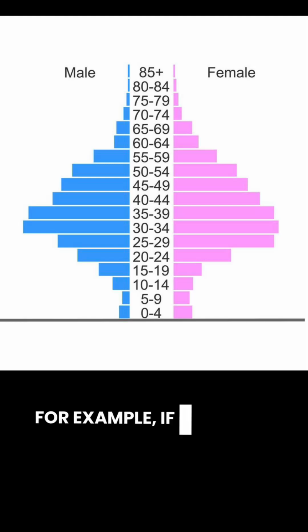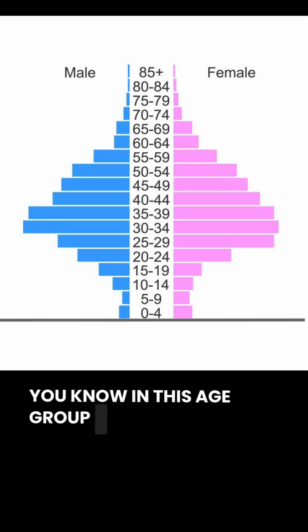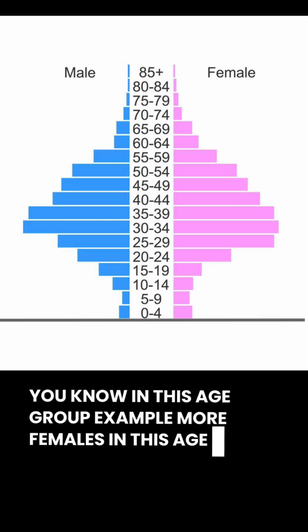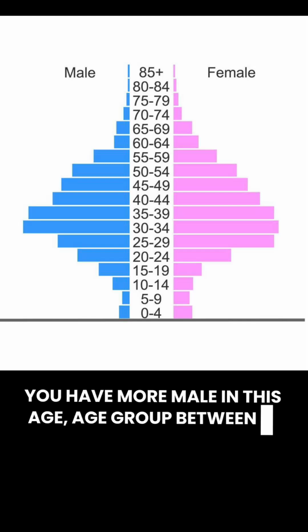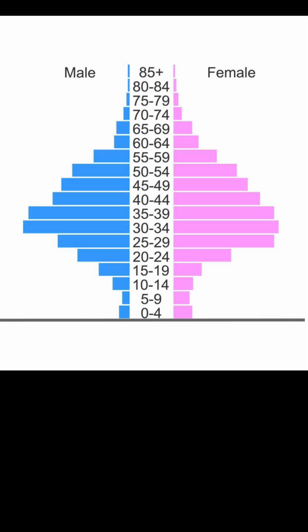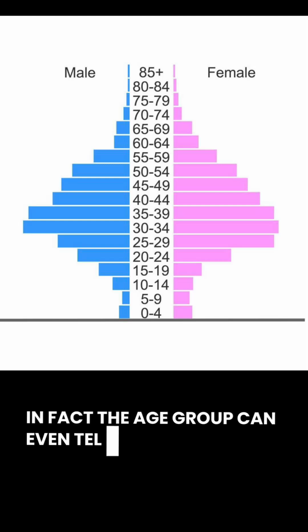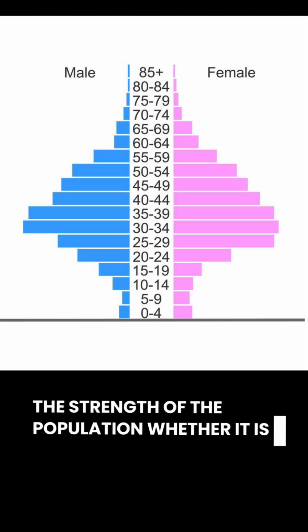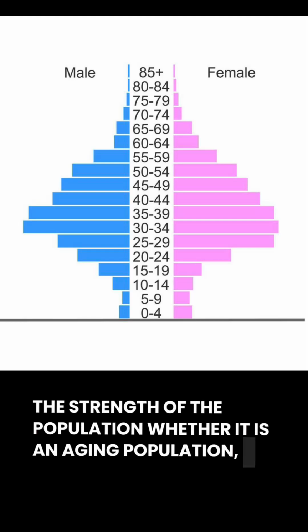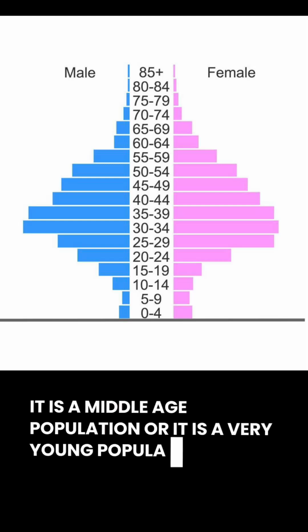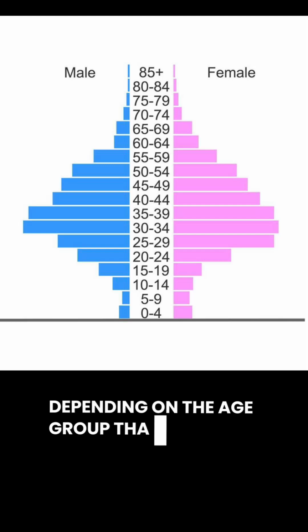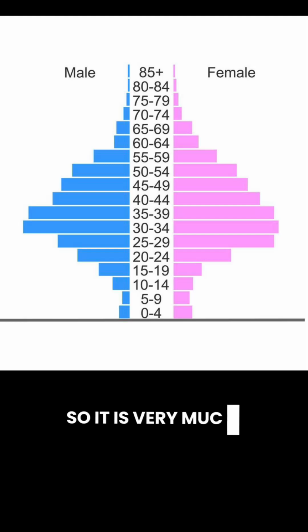For example, if you have more females in this age group, between 0 to 5, you have more males in this age group, between this number and this number. In fact, the age group can even tell you the strength of the population, whether it is an aging population, a middle-aged population, or a very young population, depending on the age group you'll be working with. So it is very much important.